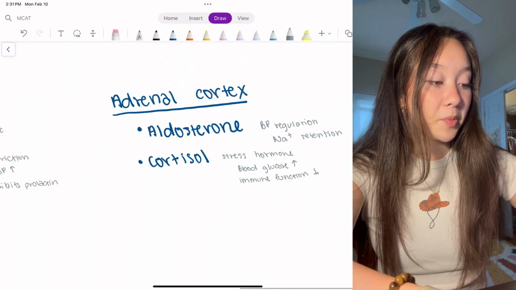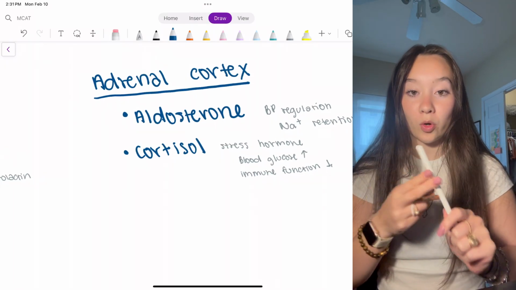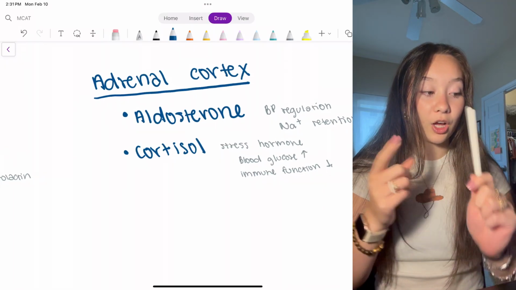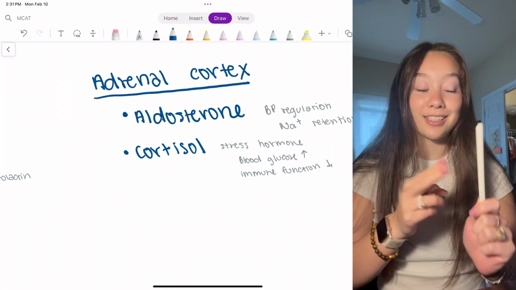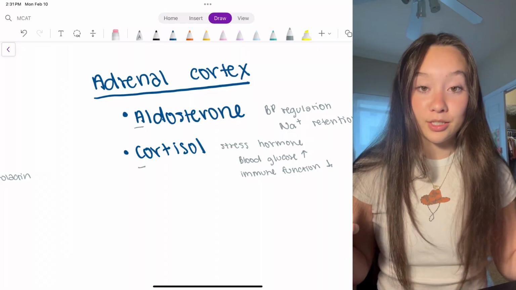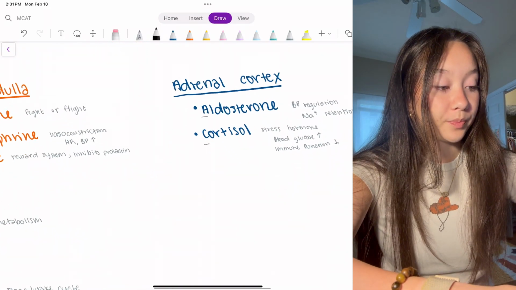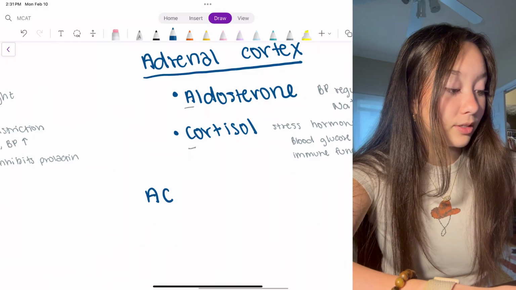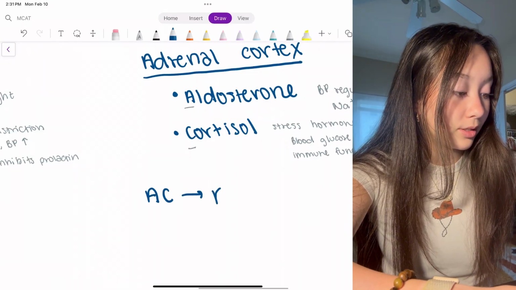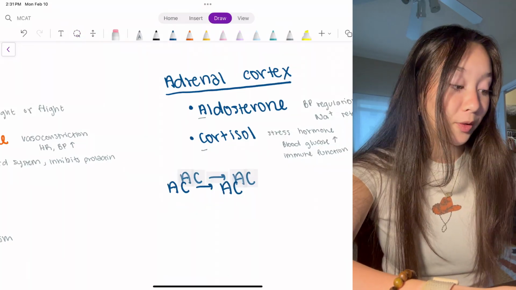All right, and I remember this just because adrenal cortex, AC, aldosterone, cortisol, AC. That's how I remember, as to not get the cortex confused with the medulla. AC, adrenal cortex, AC. That's just how I remember.